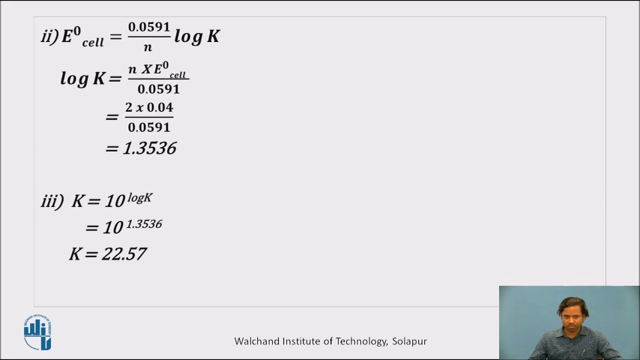E naught cell is equal to 0.0591 divided by N into log of K, which on rearrangement gives log K is equal to N into E naught cell divided by 0.0591. On putting the values for this reaction, N is equal to 2, therefore 2 into 0.04 divided by 0.0591, which will give the value of log of K is equal to 1.3536.